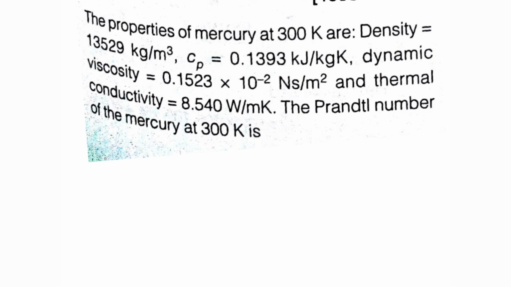Hi everyone, let us see some of the problems related to forced convection heat transfer that were previously asked in GATE. Okay, let us see the first problem. The properties of mercury at 300 Kelvin are: density is given, specific heat is 0.1393 kilojoule, this must be careful, dynamic viscosity is 0.1523 Newton second per meter square, and thermal conductivity is given.